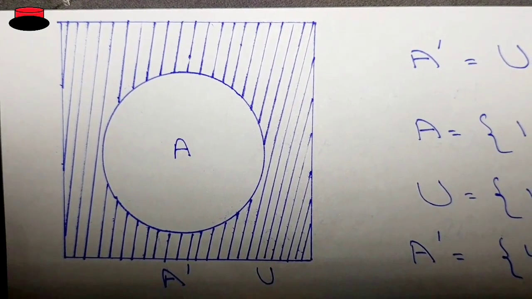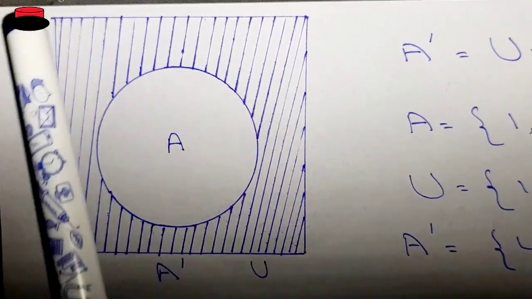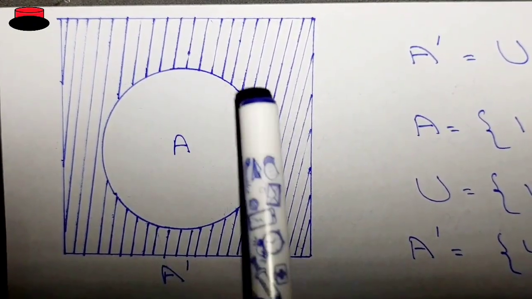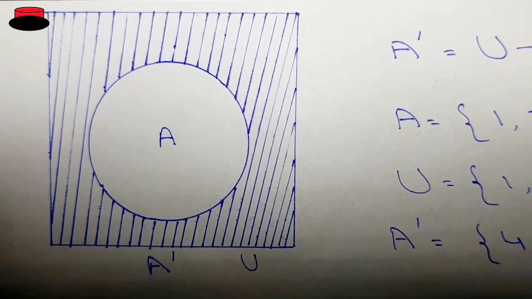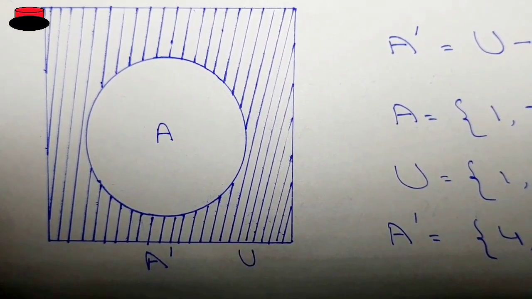And this is the Venn diagram of the A complement. It means this whole box is the universal set and we are subtracting the elements of set A. So this shaded area is the elements left in the new set. So this is the Venn diagram of the A complement.